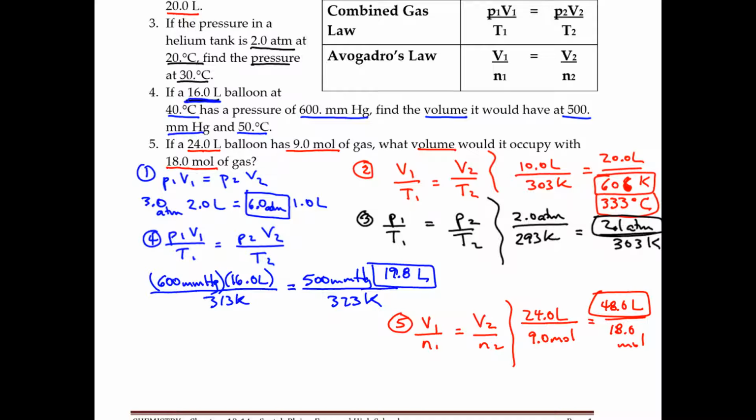So if you take a quick picture of this, you could see what happens. Here's a balloon. It's 9 moles of gas and 24 liters. But then if you double the moles, like you blow in more air, of course, the volume is going to go up. So that's a direct relationship, and it makes sense that if you put twice as many moles into a balloon, then the volume will go up.